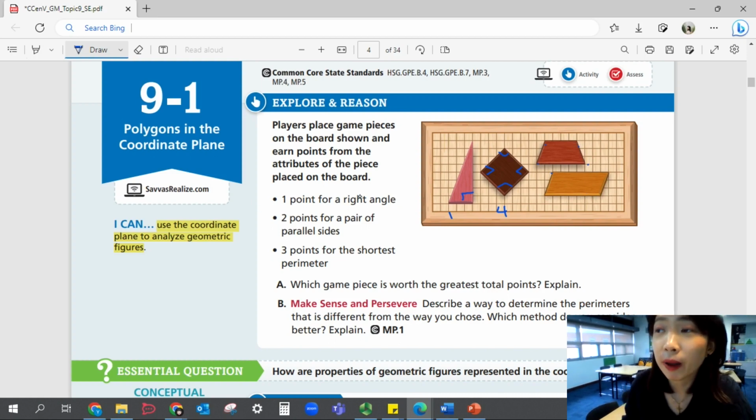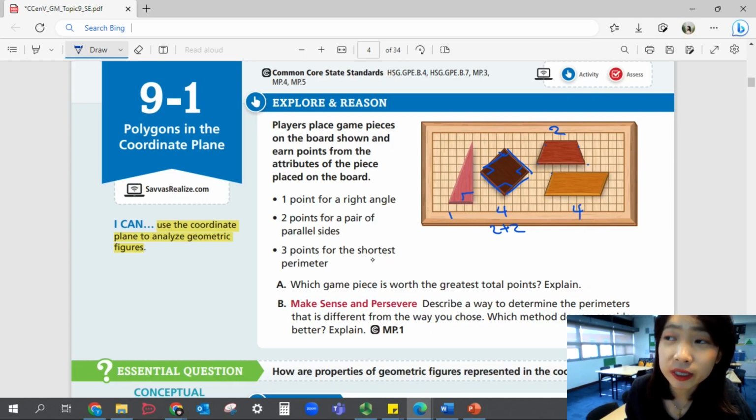Let's check for pairs of parallel sides. The triangle doesn't have a pair of parallel sides. The square has 2 pairs of parallel sides, so 2 points each, which means 2 plus 2, so 4 points, right? And then the trapezoid has 1 pair of parallel sides, so it gets 2 points. And then the parallelogram has 2 pairs, so that's 4 points.